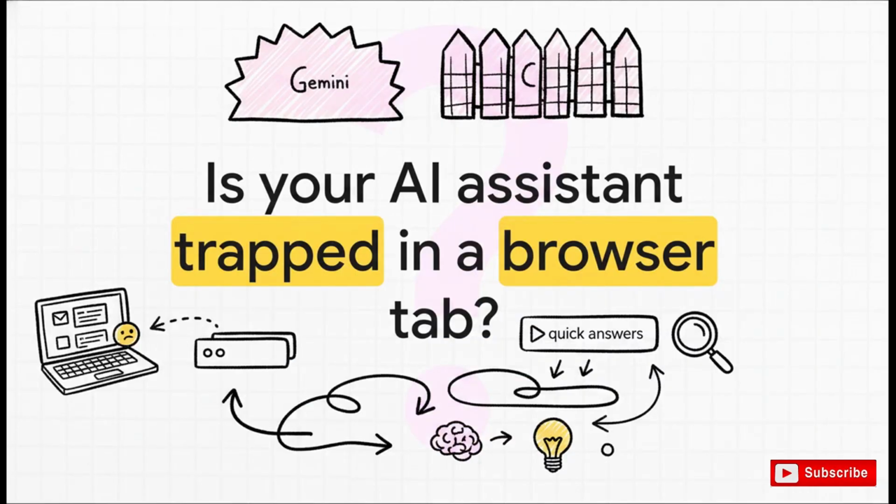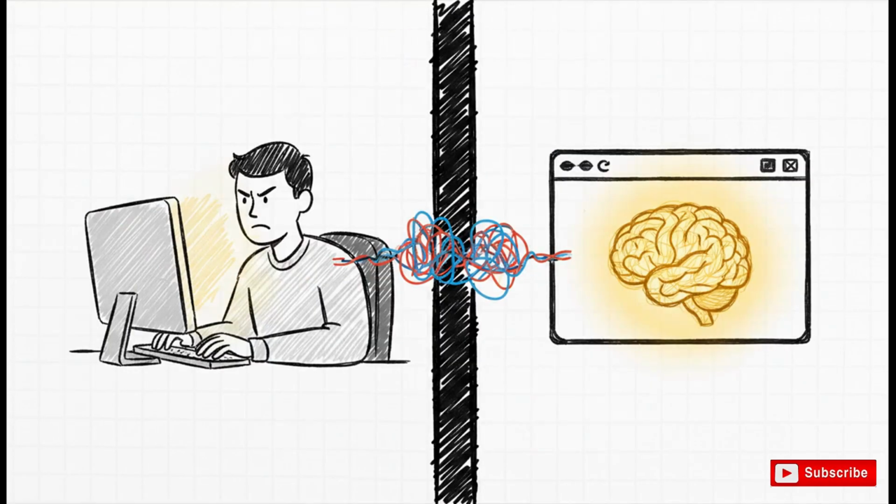So let me just ask you this. Does your AI assistant feel like it's trapped? You know that feeling, right? You're deep in your workflow, you're writing some code or a really important email, and you just need a quick answer from Gemini. What do you have to do? You've got to stop what you're doing, switch windows, find that one browser tab, and just like that, your focus is completely shattered. It's a huge workflow killer. I like to call it the AI tab juggle.